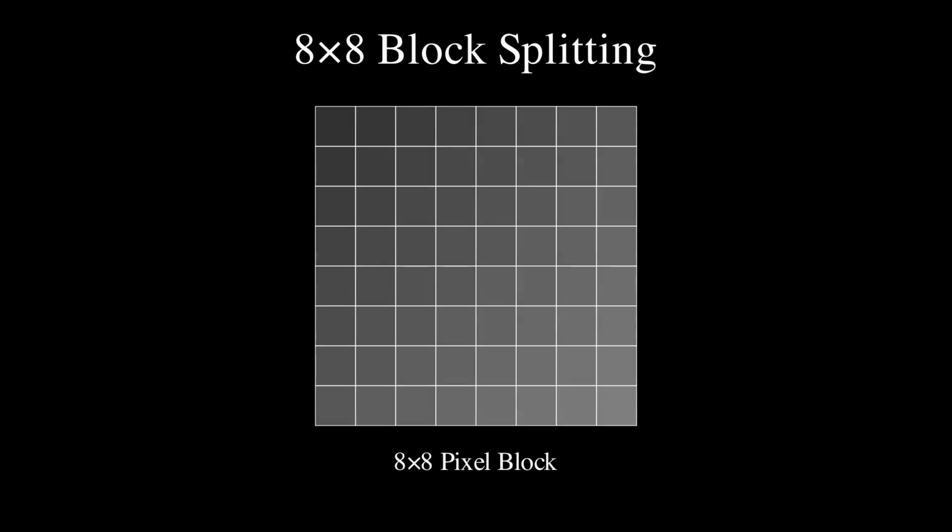Stage 3. Block splitting. Each color channel is divided into 8x8 pixel blocks. Why 8x8? It's the sweet spot between compression efficiency and quality. Smaller blocks give less compression. Larger blocks create more artifacts. Before applying the DCT transform, we shift pixel values from the range 0 to 255, down to -128 to +127. This centers the data around 0, which improves the mathematical properties of the next step.